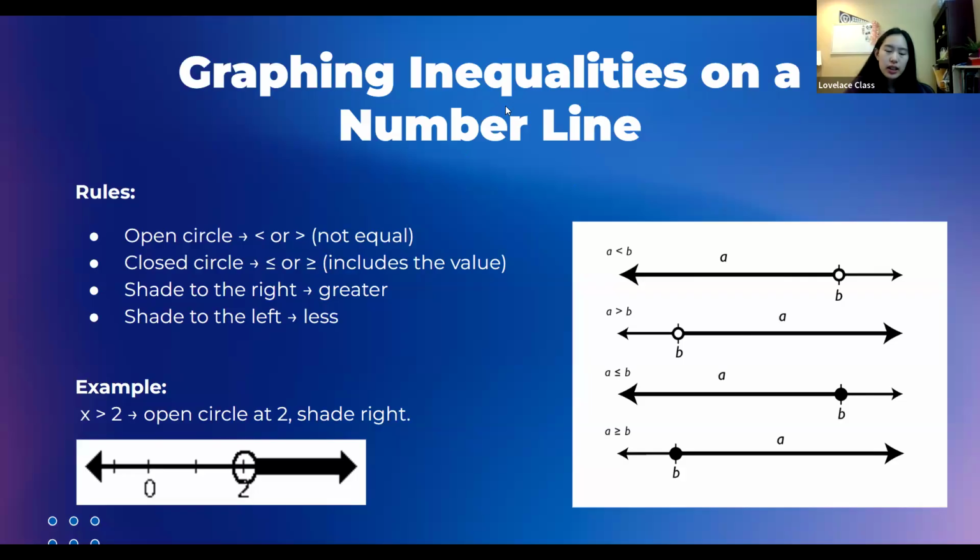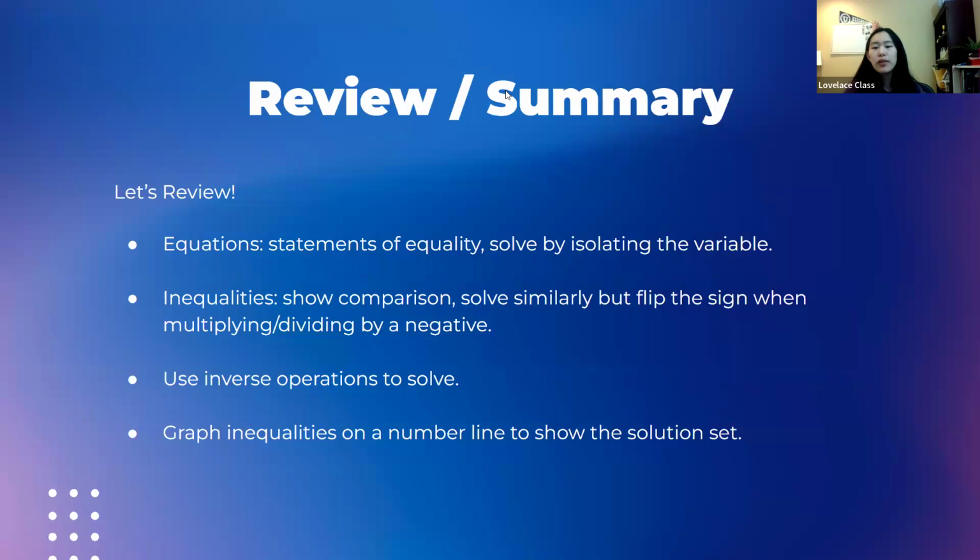With that being said, we're going into our review and summary. Equations are statements of equality. There's an equal sign, and both sides have to be equal. You solve it by isolating the variable, for example getting x on its own. Inequalities show some sort of comparison: greater than, less than, greater than or equal to, less than or equal to. You solve them like an equation, but you flip the sign when you multiply or divide by a negative. To solve, you always use the inverse operation. If you have an addition of 7, you subtract 7.